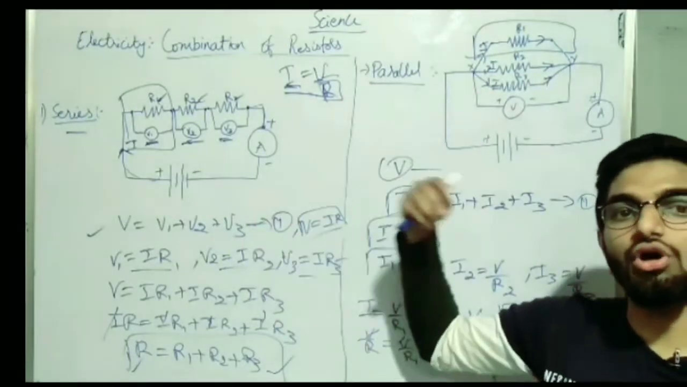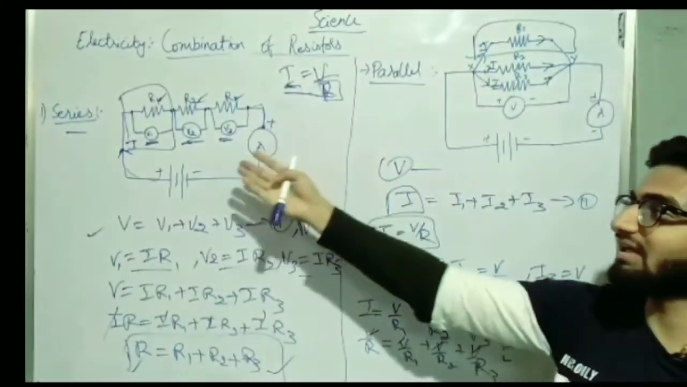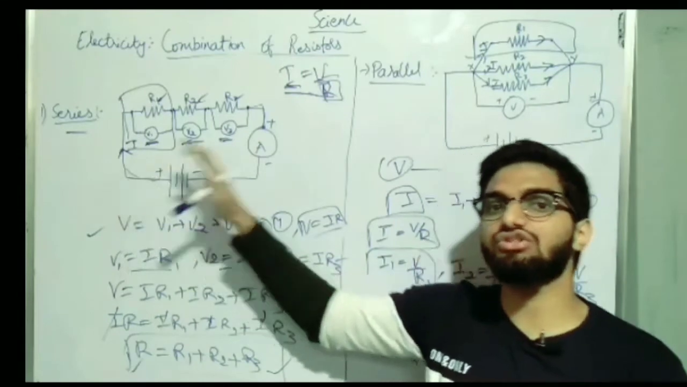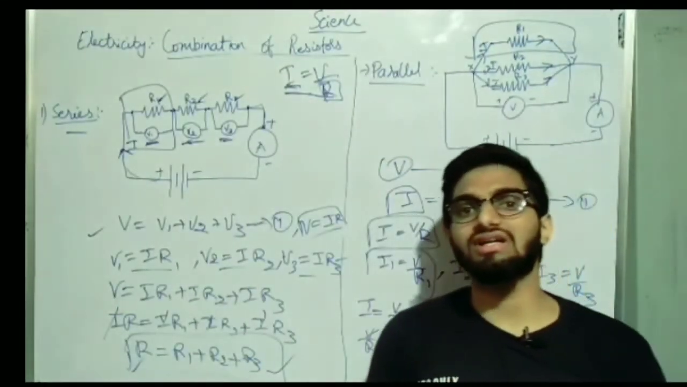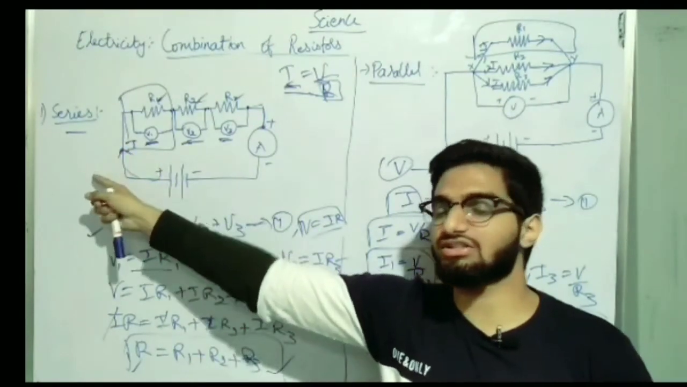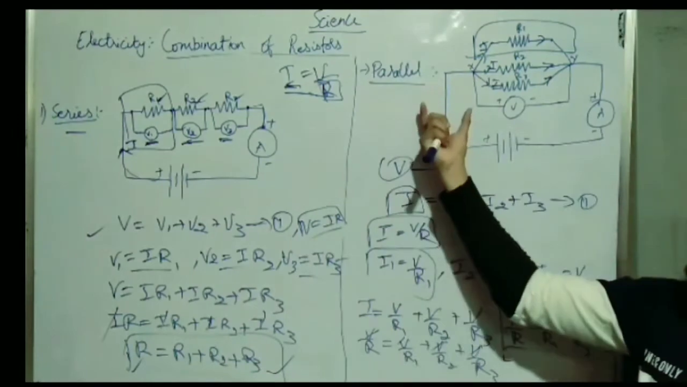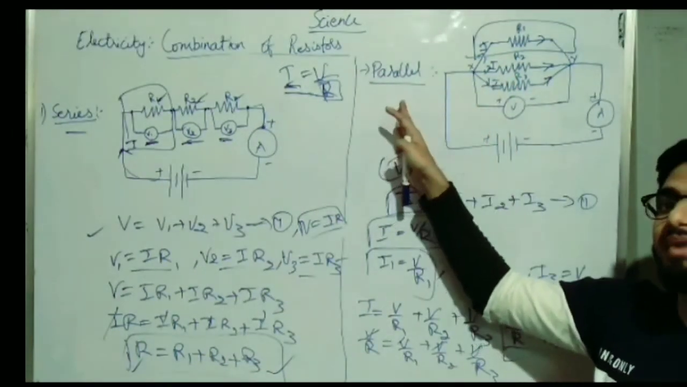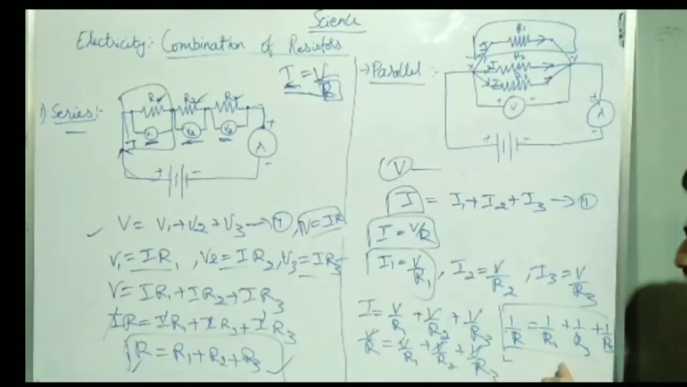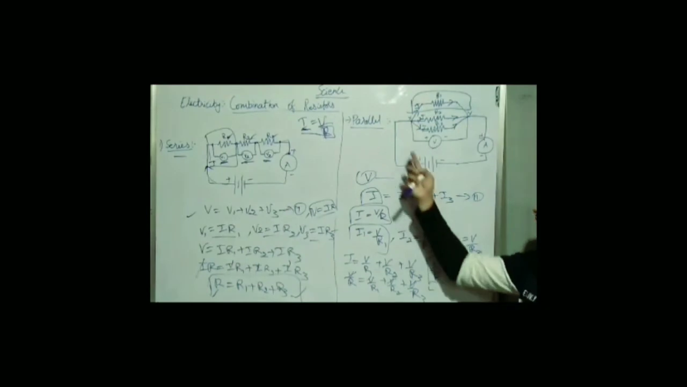I have already told you how the questions will be framed. They will give you different resistor values and tell you whether it is in series or parallel. You have to find the total resistance. If the circuit is in series, you have to use this formula and calculate the total resistance. But if the circuit is in parallel combination, you have to use the formula 1 by R is equal to 1 by R1 plus 1 by R2 plus 1 by R3 and calculate the total resistance of the parallel circuit.